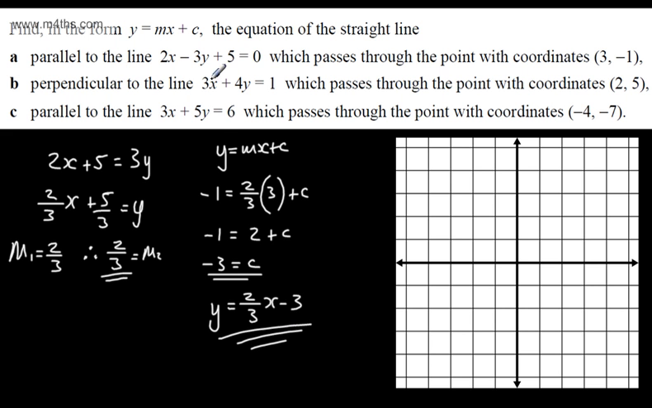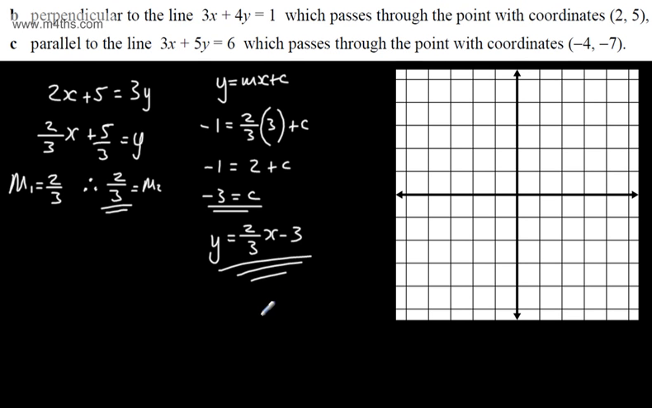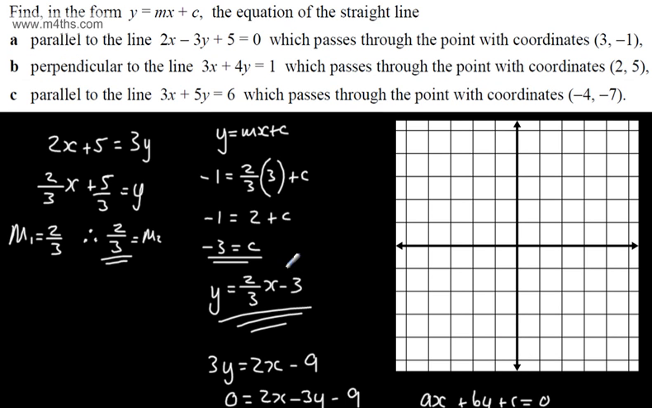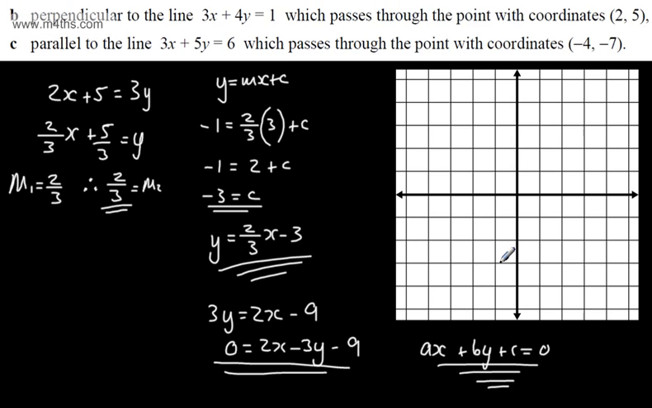So we've written it in this form. If we wanted to write it in this form, ax plus by plus c is equal to 0, I could multiply both sides of this equation by the 3. 3y is equal to 2x minus 9. Subtracting 3y from both sides, 2x minus 3y minus 9 is equal to 0. And that is in the form ax plus by plus c is equal to 0, where a, b and c are integers. Later on in your work, you will see some examples of that.